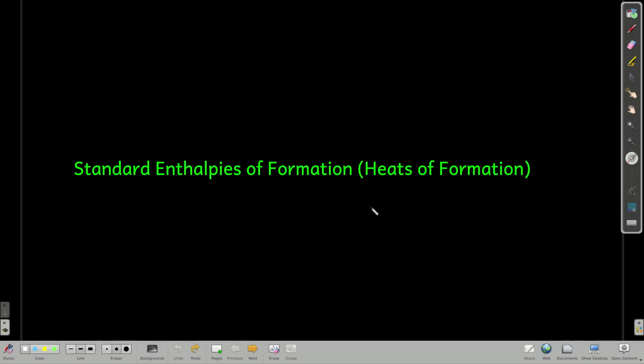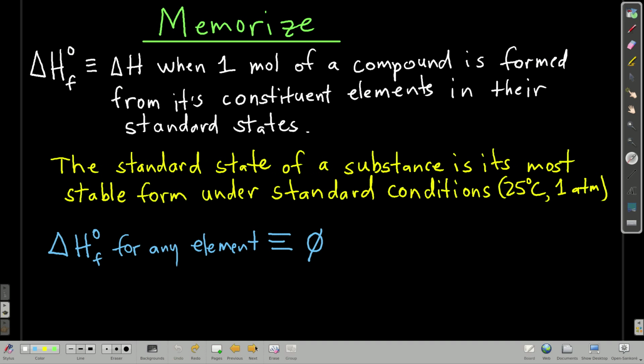In this module, we're going to talk about standard enthalpies of formation, which is really an extension of Hess's law. First of all, some definitions, which are really good to memorize.